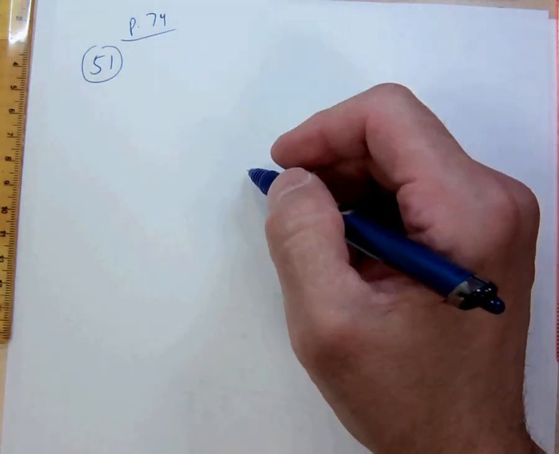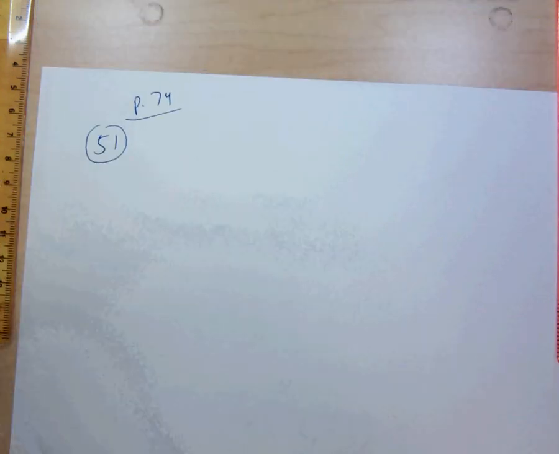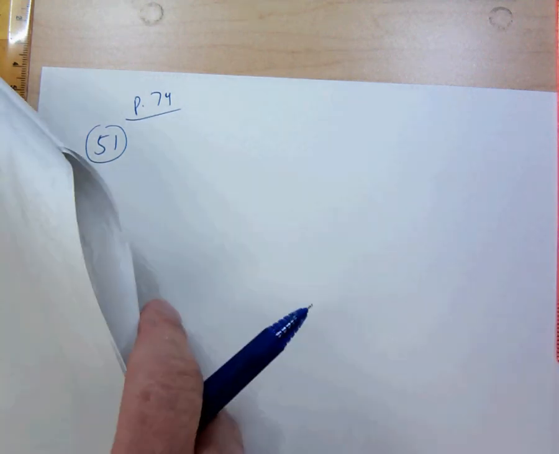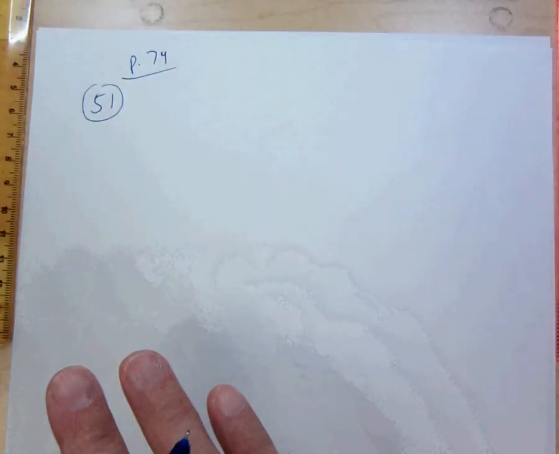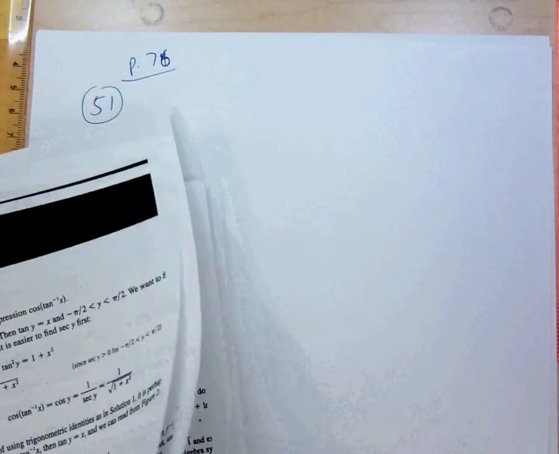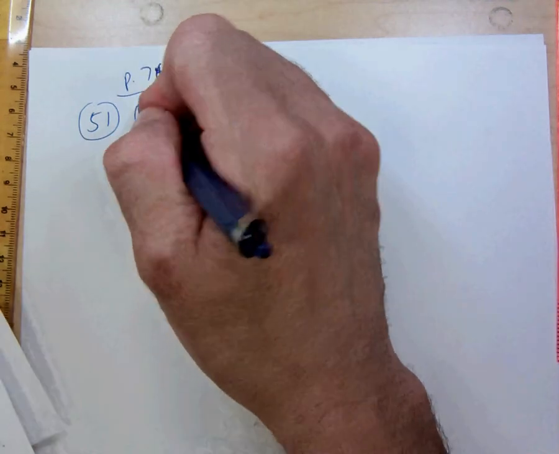Oh, well, you got, oh wait, 74, not 76. Wait, did you say page 74? Yeah, it's on 76. Oh, page 76, okay. Okay, 51. Was there A or B or both or what? B. Okay, let's look at 51B here.